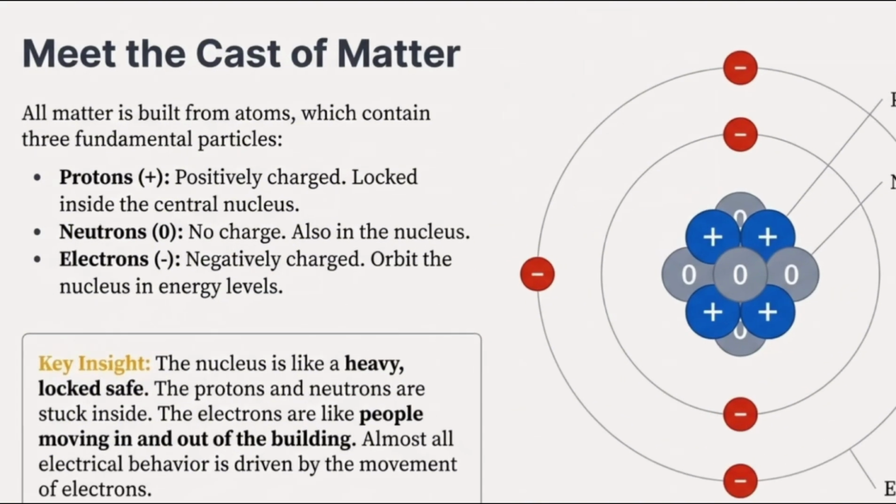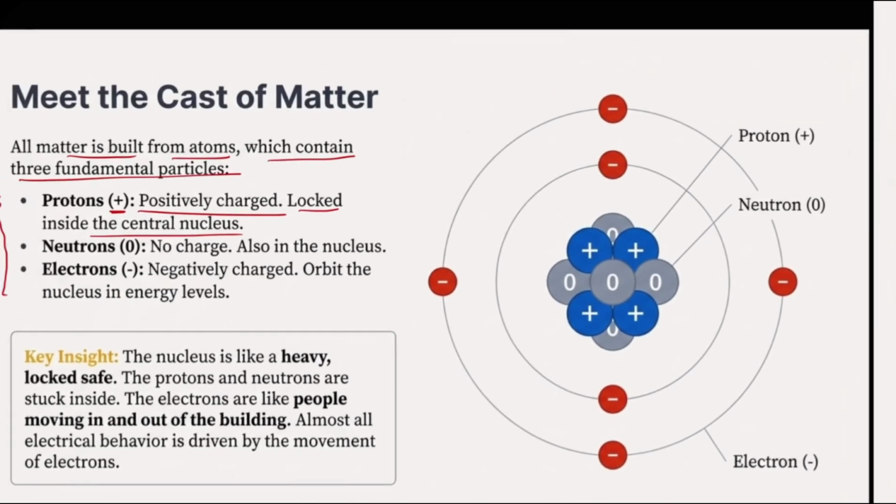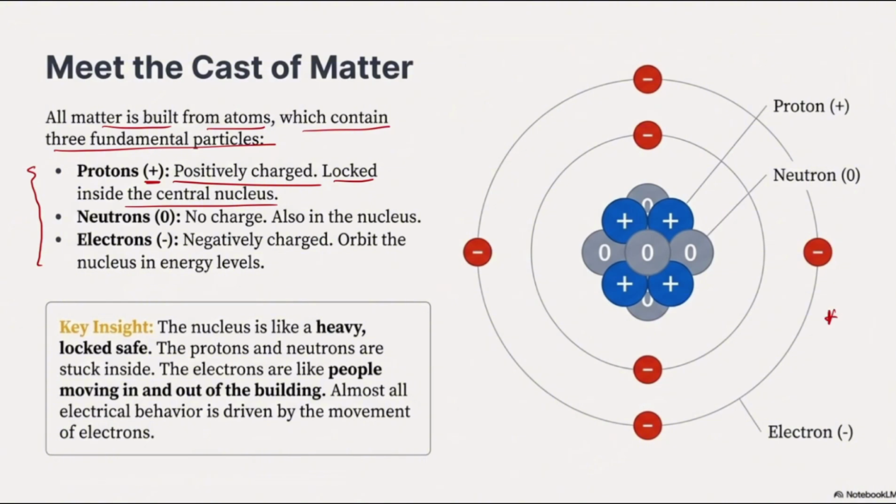So all matter is built from atoms. It's completely obvious. Atoms are the essence of everything, and they contain three fundamental particles. Three important things that you probably all heard about in chemistry. The protons are the particles that are positively charged. They have a positive charge and are locked inside the central nucleus. Imagine that I have the atom, and it is like this. It has a center, and after that it has some electrons that orbit around it.